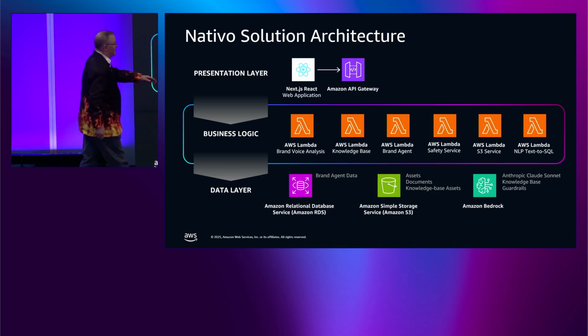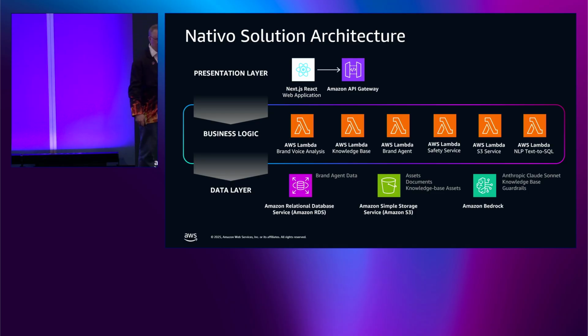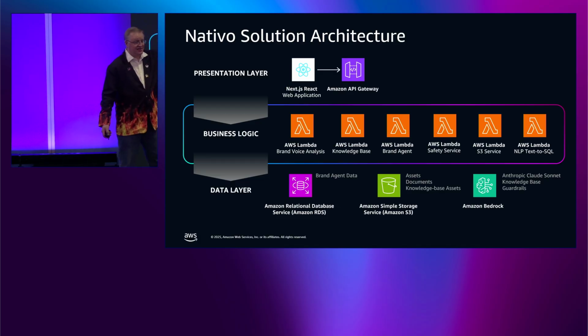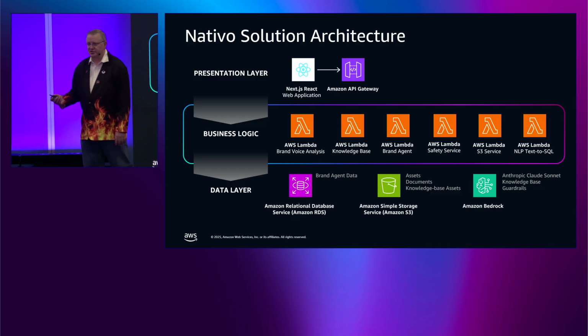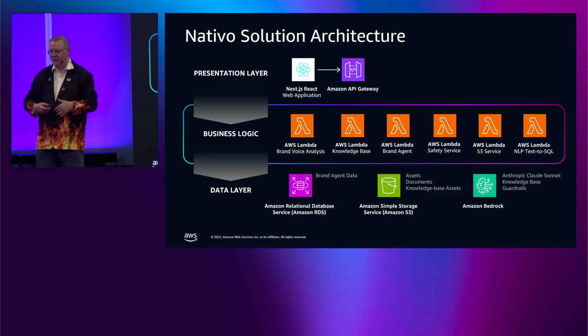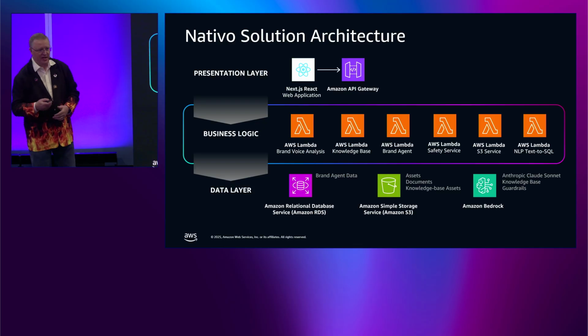So, standard three-tier: API Gateway for safety, React web application at your front end. Lambdas provide all the capabilities: a dedicated brand analysis, the knowledge base, the actual agent itself that you're going to show to your customers, safety services, S3 for static resources, and natural language to text, because that's how agents think. They want to be able to say, I want this type of data from the database, and be able to supply it.